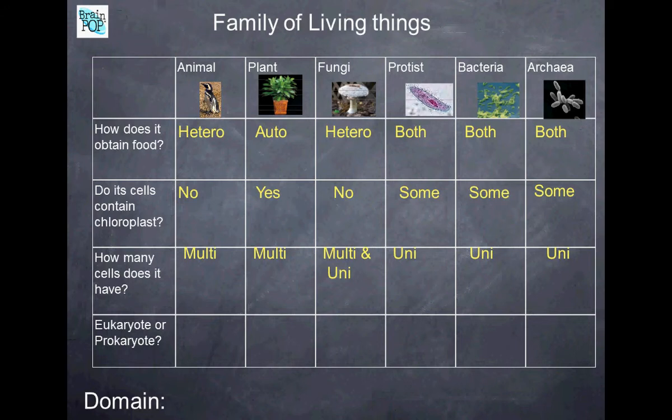All right, last one, eukaryote or prokaryote. Remind me of what the terms mean. Prokaryote, what does that mean? Jamie? They have no nucleus. Eukaryote. Sydney? It has a nucleus. All right, so animals. Eukaryote or prokaryote? Jacob? Eukaryote. They're eukaryote.